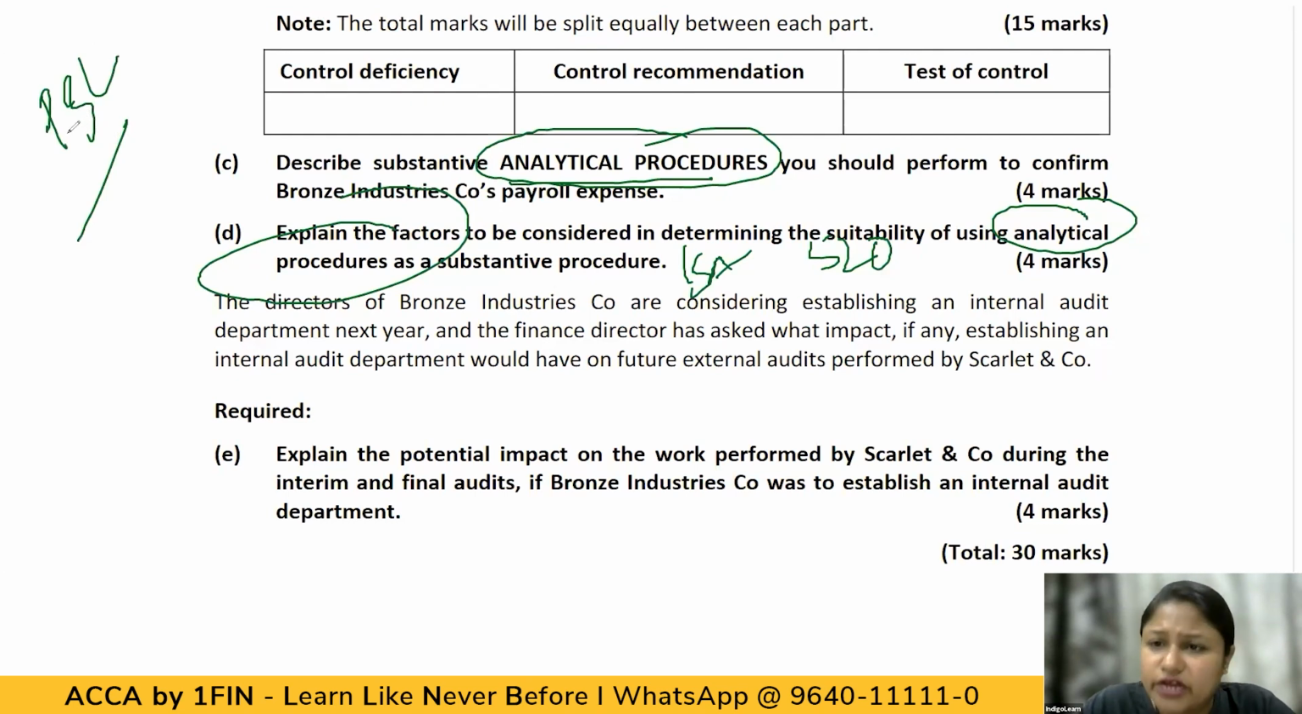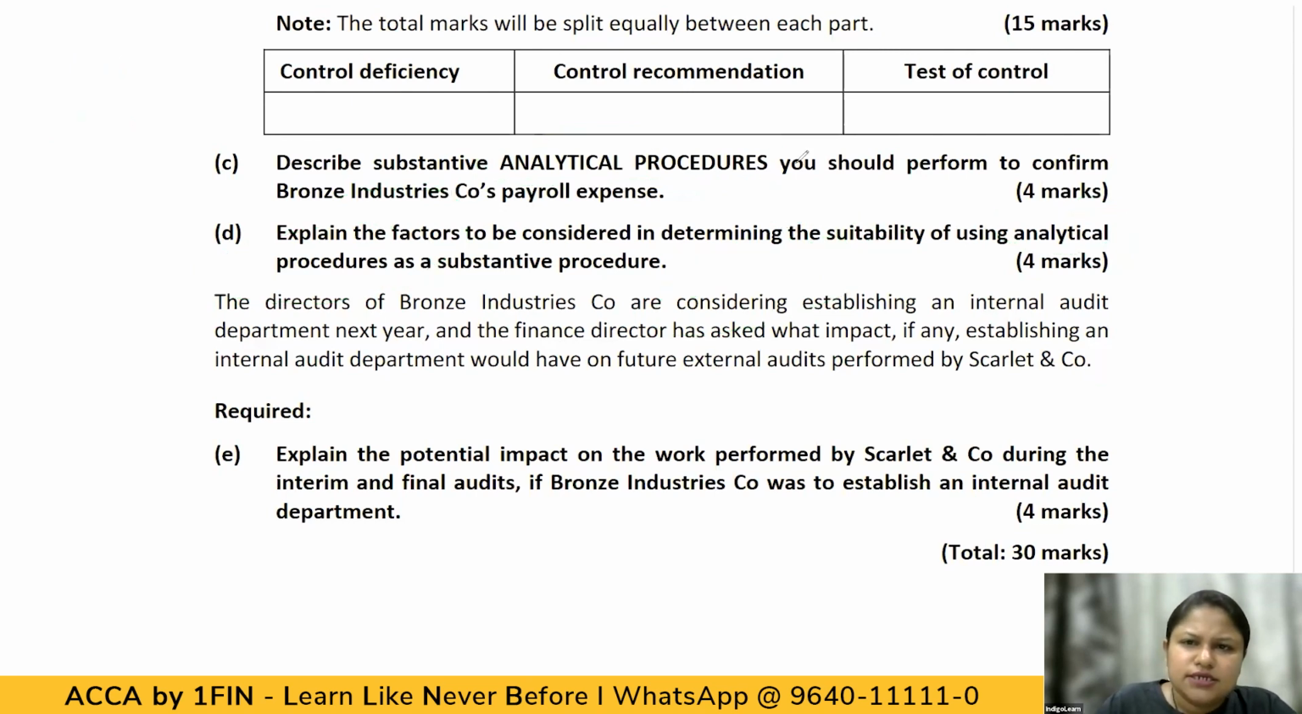Is reliable data available for the purpose of conducting the analytical procedure? Then are the data comparable? If they are comparable, then the auditor should be able to develop his own expectation. Then the expectation from what is available from the client data. Then you have to compare. If there is unusual fluctuation, then you can take the further audit procedures. So this is a question straight coming from ISA 520.